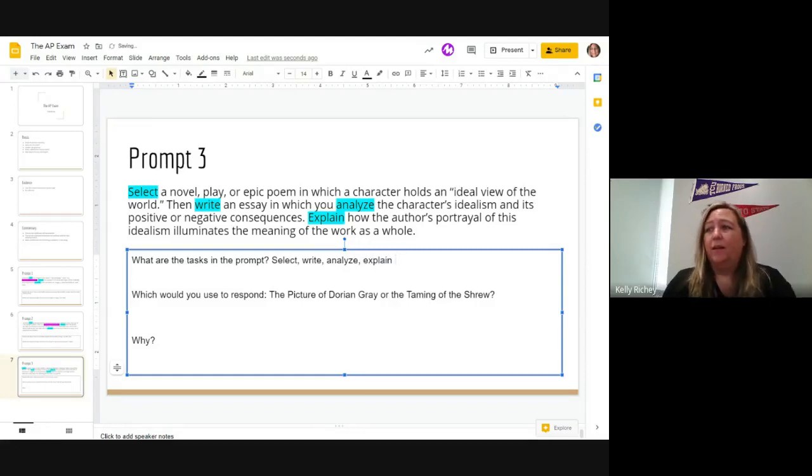Okay? Now, here's my question for you guys. Which one would you use to answer this prompt? Where are you going to find your idealistic character, the character who views the world as a good place? Are you going to find that character in The Taming of the Shrew, or in The Picture of Dorian Gray? Probably The Picture of Dorian Gray.